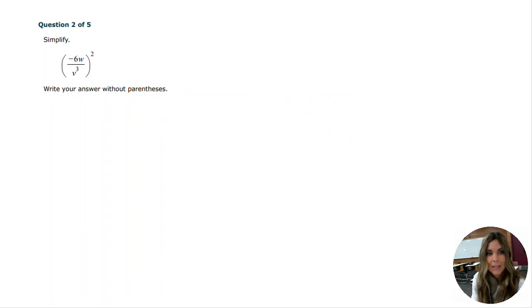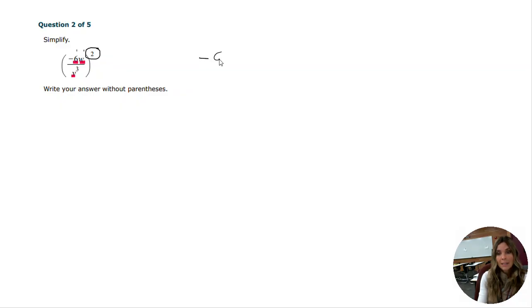Okay, so on the next one, inside our parentheses, we have a quotient. We have a -6 times w, and then that is divided by v to the third. So remember that the exponent for this -6 is a 1, and the exponent for the w is a 1. Even though the exponent isn't written there, you need to know that those do have exponents of 1. So first thing we do is we are going to take this power and we are going to distribute it to all of the factors that are a part of this quotient.